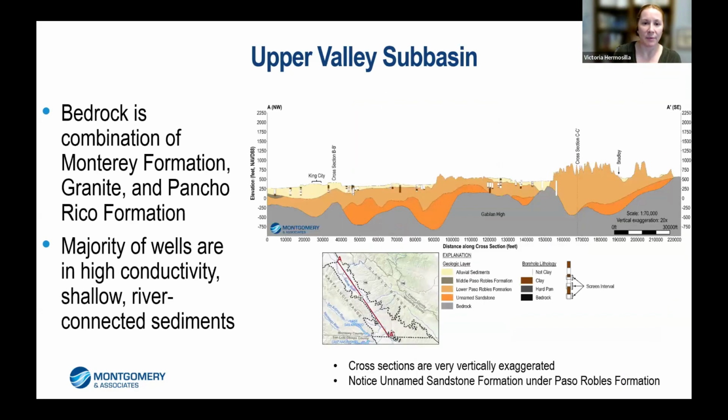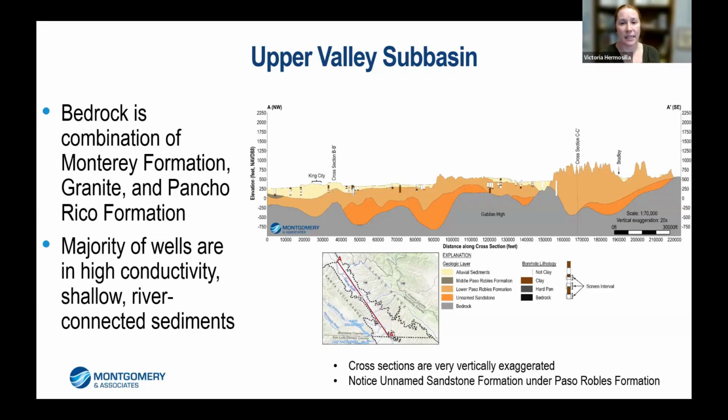So as we move south, our final subbasin is the Upper Valley Subbasin. This is where the bedrock gets a lot shallower. And here in the Upper Valley Subbasin, the bedrock is a combination of the Monterey Formation, the granite, as well as the Pancho Rico Formation. The Pancho Rico Formation is a geologic unit that has very low permeability. And if there is water encountered in the Pancho Rico Formation, it typically has a high salt content. It's very salty water if we encounter it here, so it is not used for any production. And because of its low permeability, we group it together with our broader bedrock understanding.